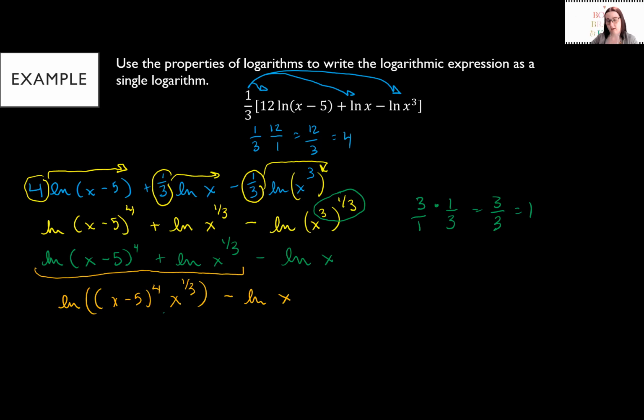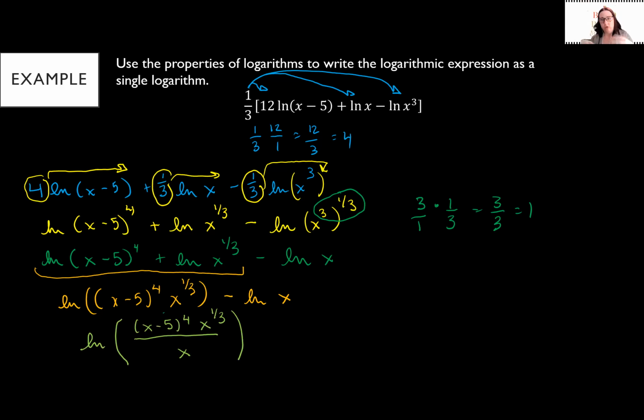Now we've got this minus here. So now we want to do subtraction, which is creating a fraction out of this. And so the natural log of x, that x is going to become in the denominator. So we're going to have the natural log of x minus 5 to the 4th times x to the 1/3 over x. So we've got this natural log, and then we've got several things going on here.